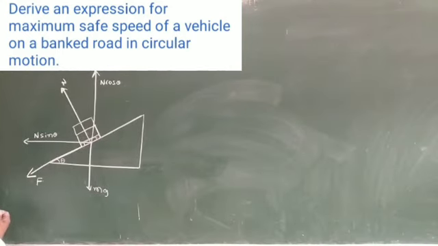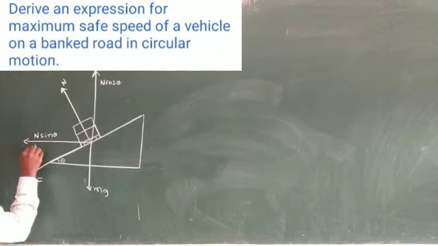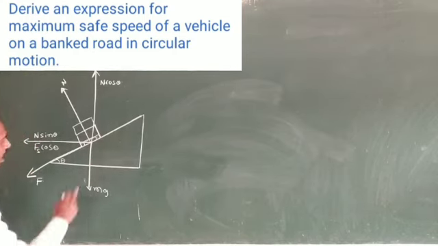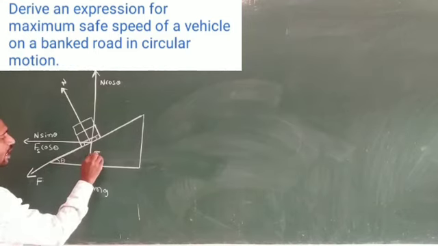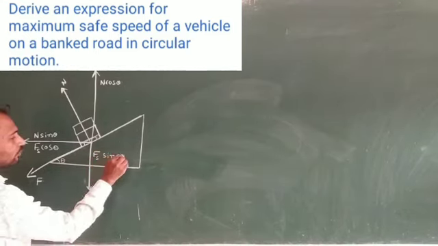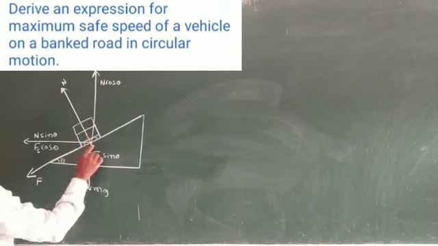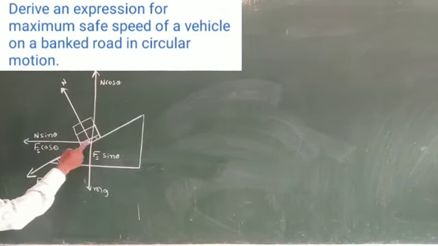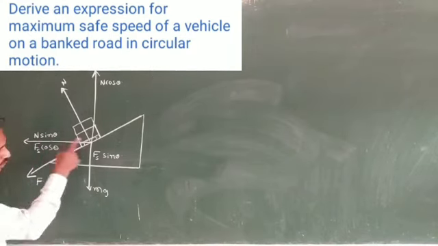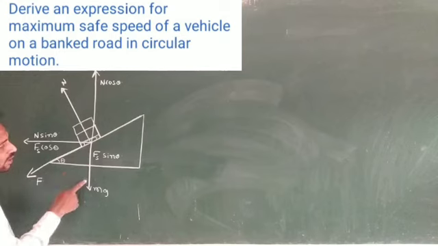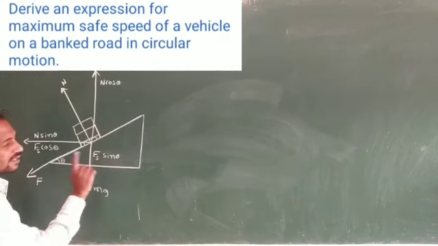For the frictional force, here also we have two rectangular components. Along the x-axis it is Fs cos theta, where Fs is the static friction, and along the y-axis it is Fs sin theta. So the normal reaction has n cos theta along the y-axis and n sin theta along the x-axis, and the frictional force has Fs cos theta along the x-axis and Fs sin theta along the y-axis.